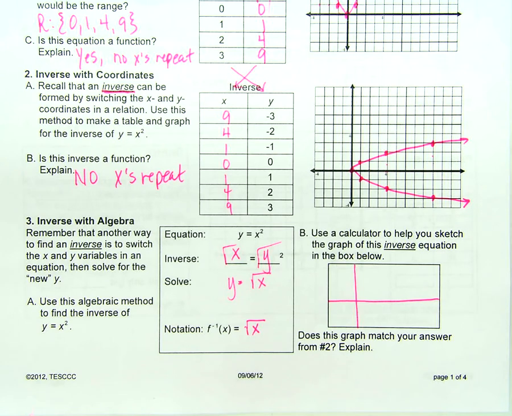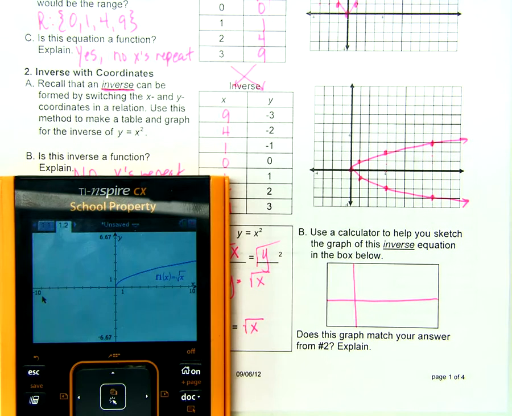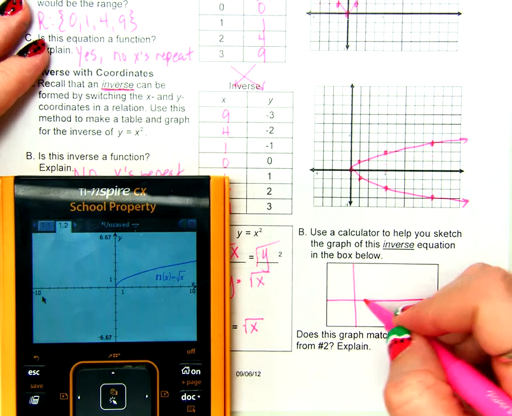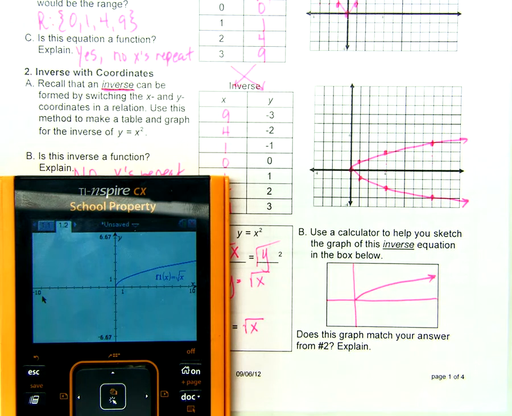Hayden, can I see it? Thank you. This is what he got. Is that right? It doesn't look right.